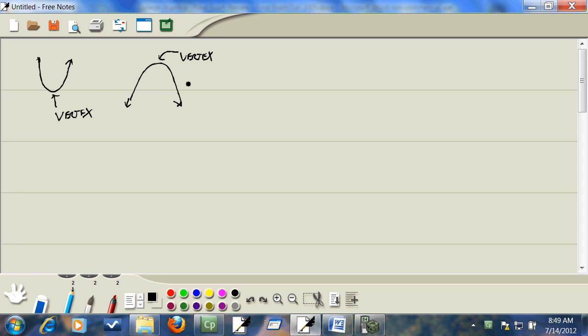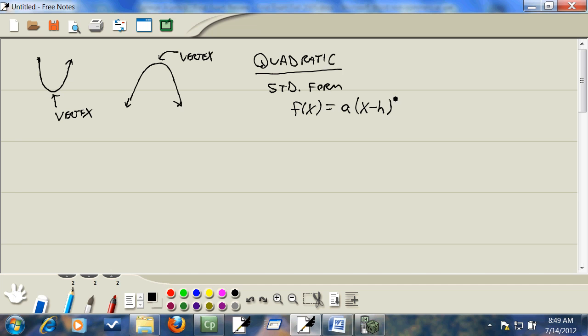Now this is a quadratic. And if we're talking about standard form, then our function would look like this: f of x is equal to a times (x minus h) squared plus k. And if it's in that form, our vertex is going to be (h, k).